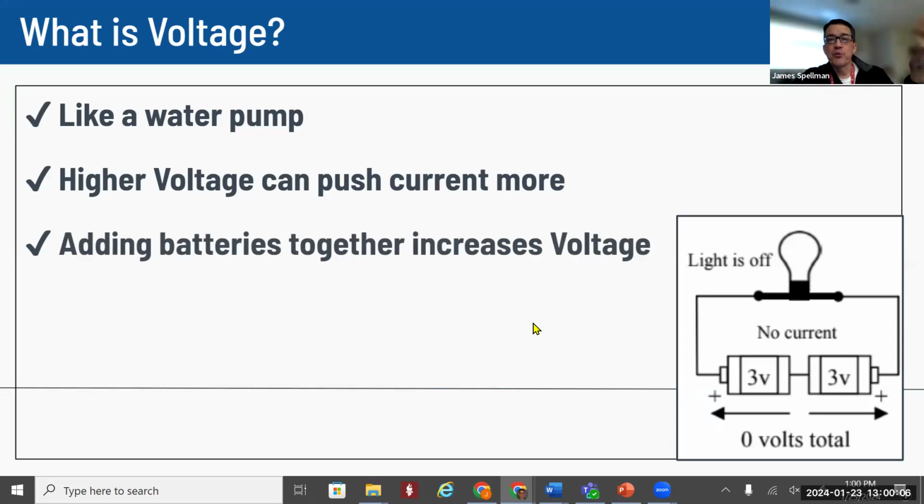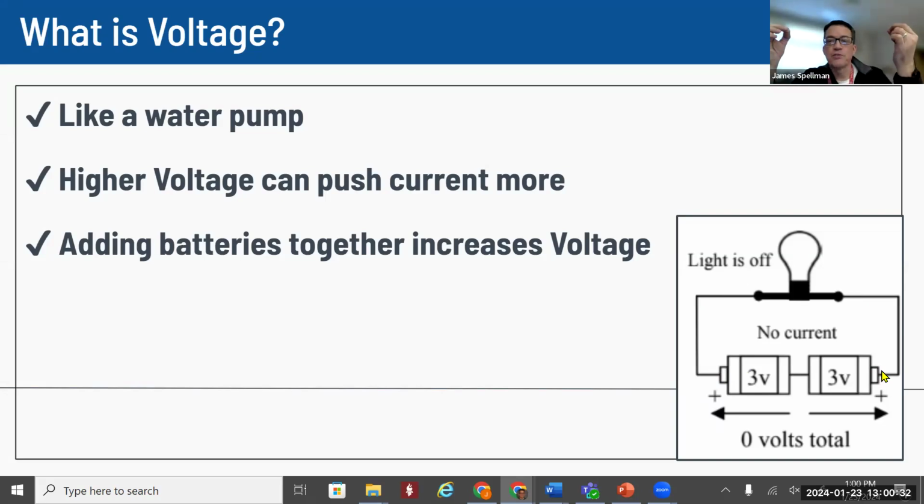Adding batteries together would increase voltage. If I take two 9-volts and put them together, we get 18 volts. Now I need to connect them properly. I would need to connect a negative to a positive in order to add them together. As opposed to this diagram down here, where you've got two batteries, but they're facing opposite ways. If I try to get electricity to run out of the left side of this left battery, there's no reason for it to go anywhere because the right side of the right battery is also 3 volts.